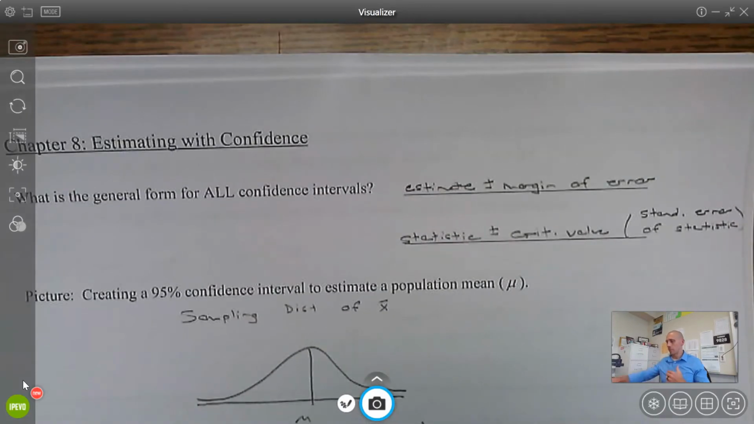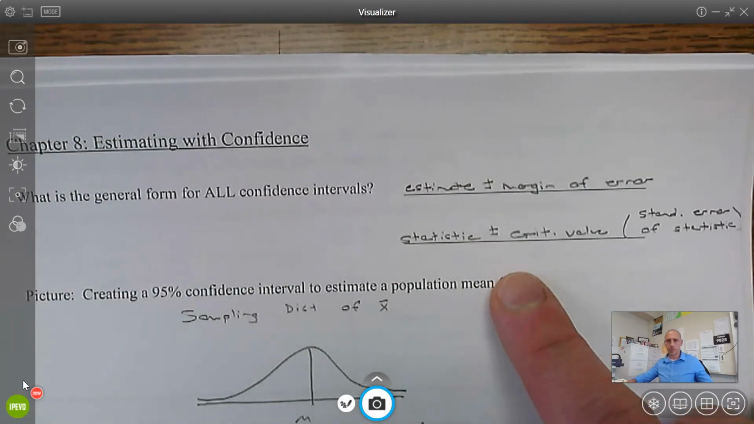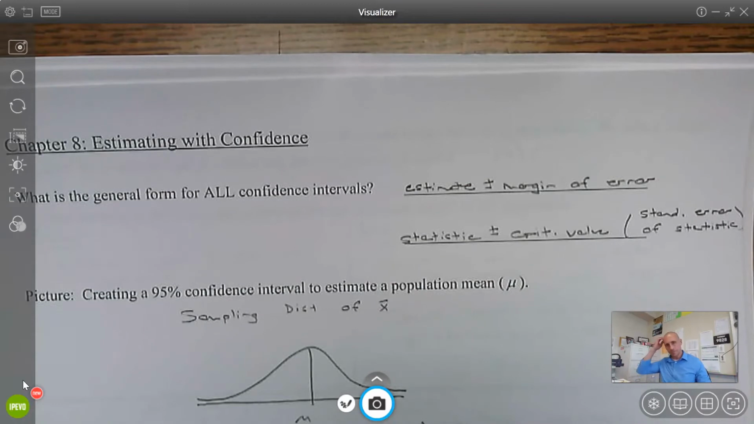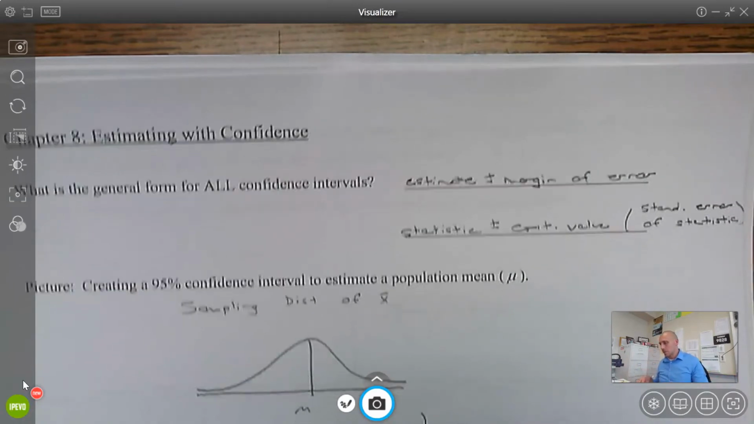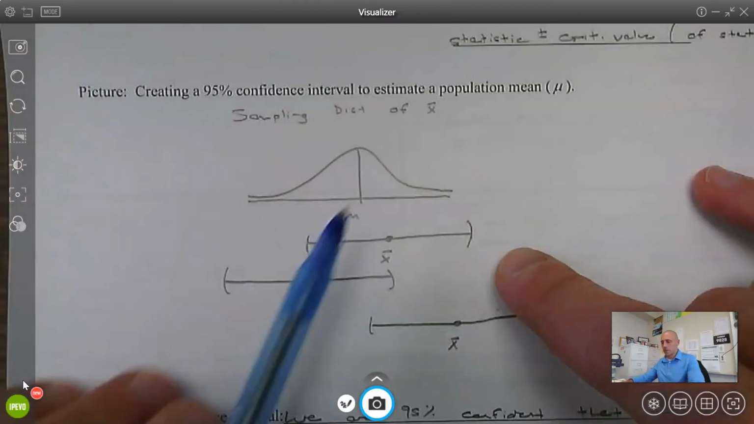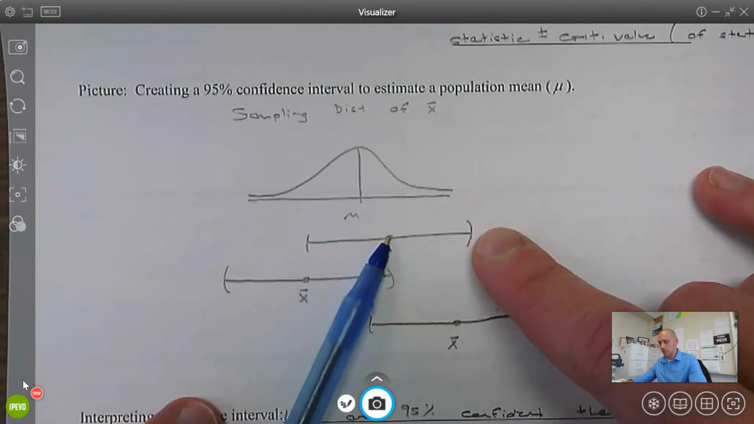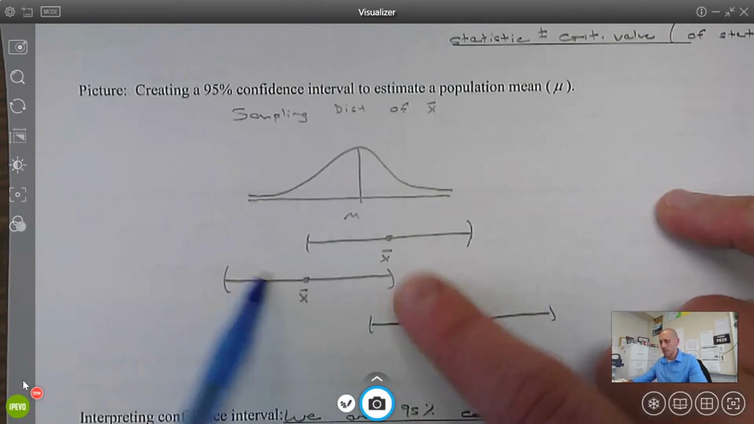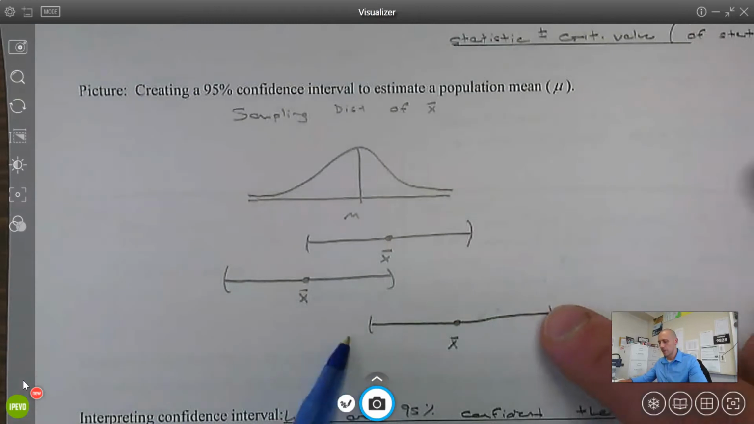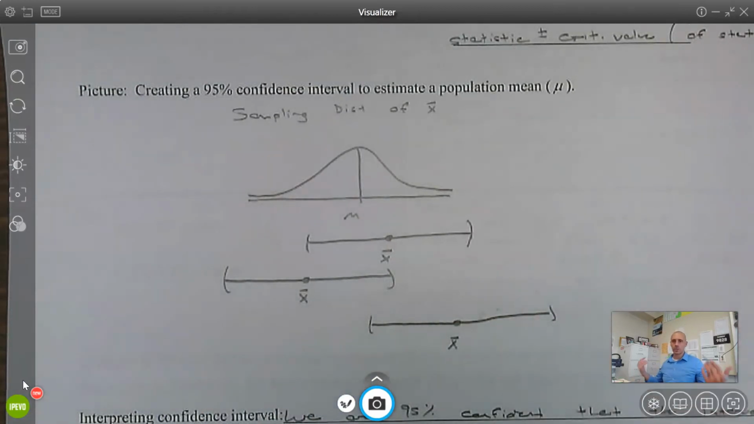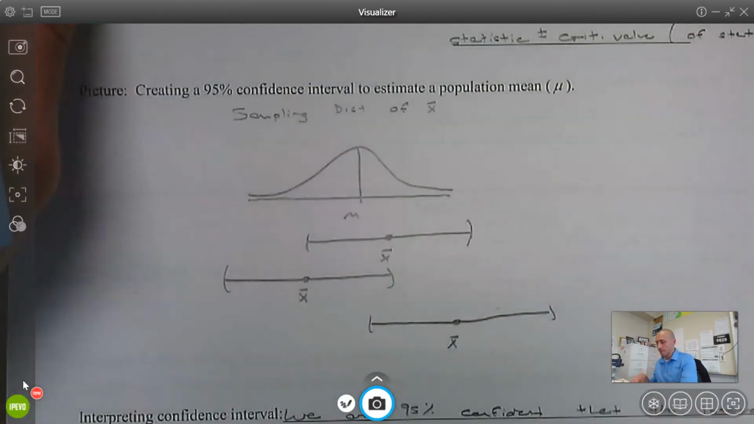The general form for all confidence intervals is just your point estimate plus or minus your margin of error. According to your formula sheet, that's your statistic plus or minus your critical value times the standard error of the statistic. So with a confidence interval, you have some parameter and you take a random sample, you get a confidence interval. Another random sample, you get a different confidence interval, and so on and so forth. This is how you're constructing these confidence intervals.